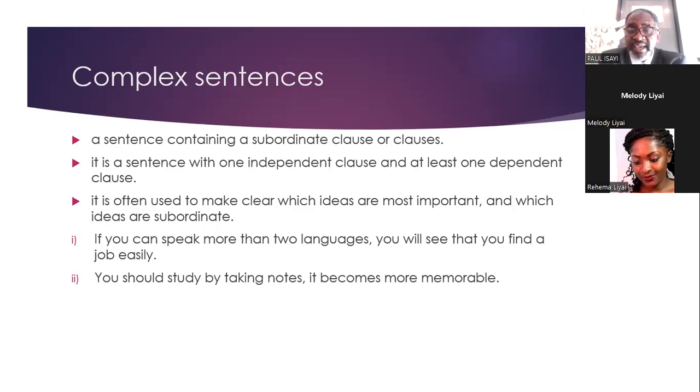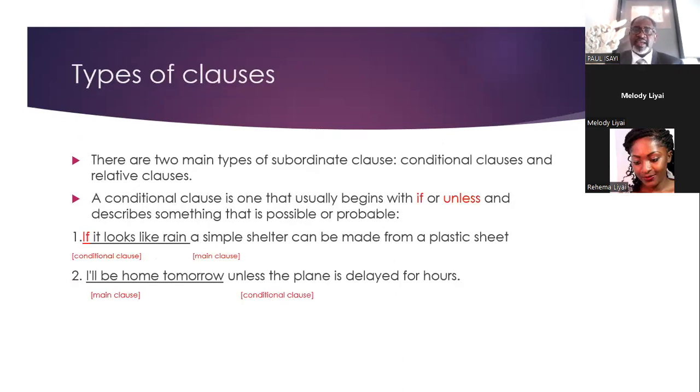That's correct, Melody. When we say it becomes more memorable, just like that, you'd ask me what becomes more memorable? So it means it's just hanging. It doesn't make complete meaning. So that's why we are saying that it becomes more memorable is a dependent clause. And the first one, you should study by taking notes, is an independent clause. Now, there are 2 types of subordinate clauses. These are conditional clauses and relative clauses.